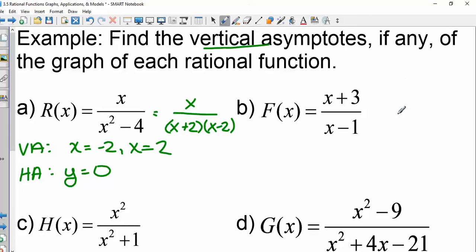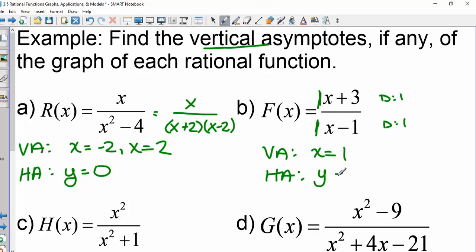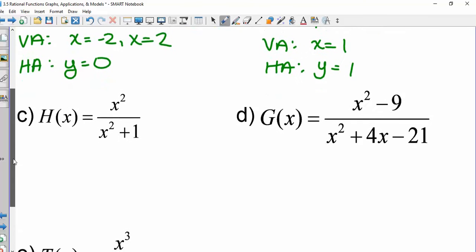Alright, so let's look at this one. What is my vertical asymptote? x equals 1. And you do have to write them as equations. Horizontal, what is the degree on top? 1. And bottom? 1. If it's the same degree, you divide the leading coefficients. So this is like 1x over 1x, so it would be y equals 1. 1 divided by 1 is 1.